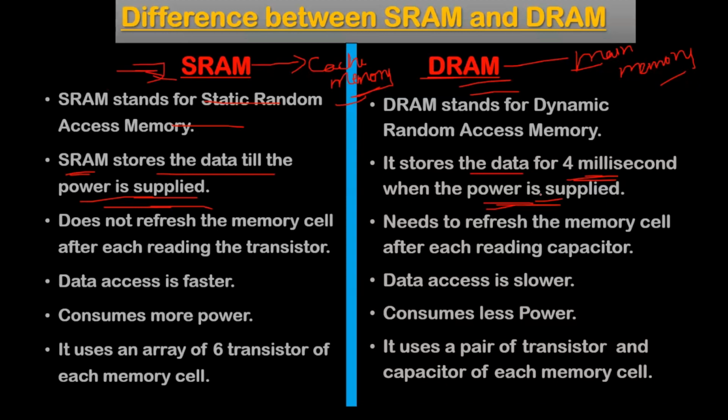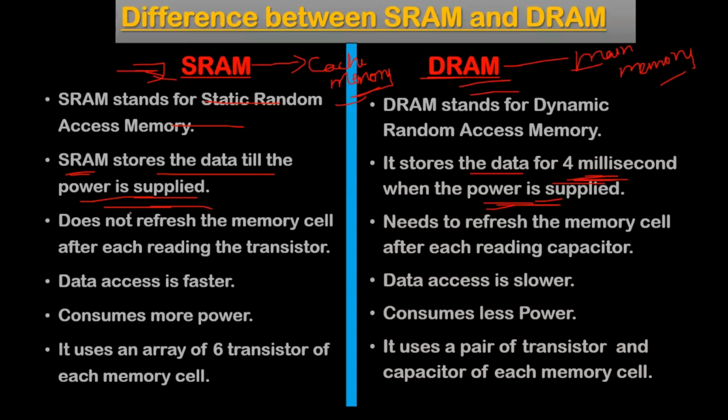In DRAM, every 4 milliseconds, it will refresh. So that's why when you give any new input, it will accept that input and show you that input on your output device. Right? So DRAM stores the data for 4 milliseconds. After 4 milliseconds, it will refresh your data.